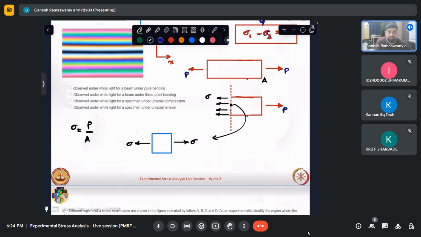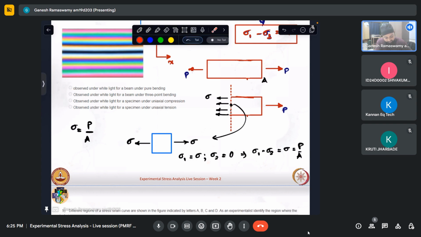Now, in the absence of shear, I know that on a plane where shear is absent, whatever normal stress is applied or induced is my principal stress. So in this case, what is my sigma 1? My sigma 1 is sigma itself. And what is my sigma 2? It is nothing but 0. So these are the two principal stresses in such a case. Now from here, what can I imply? That sigma 1 minus sigma 2 is nothing but sigma, which is nothing but P by A.